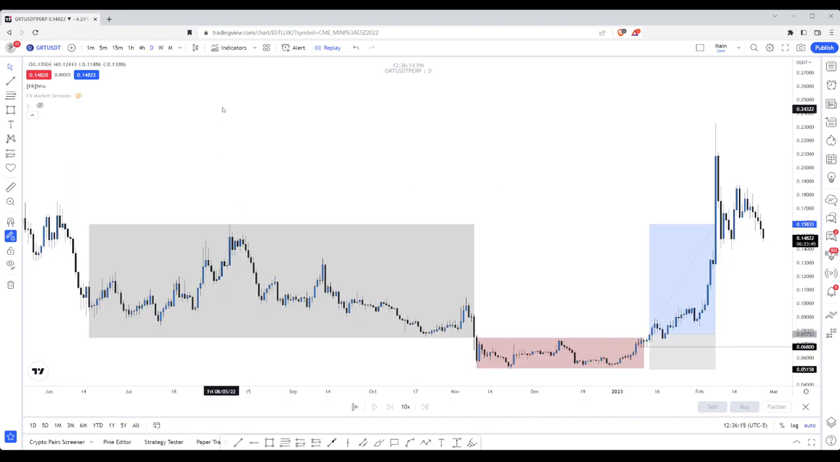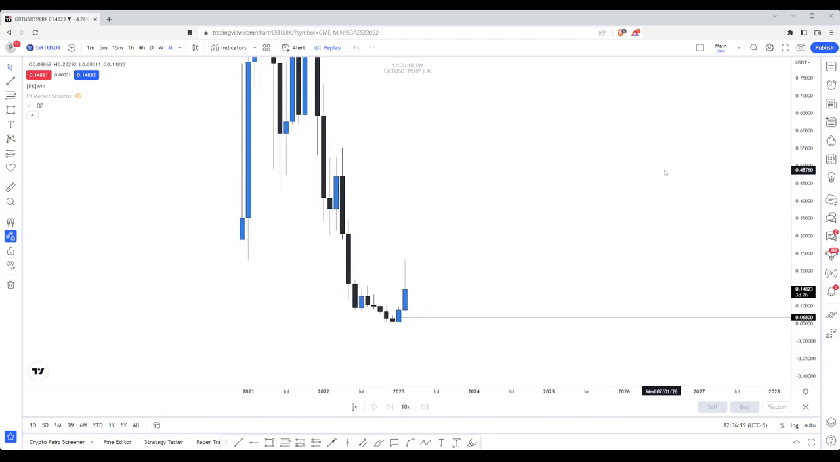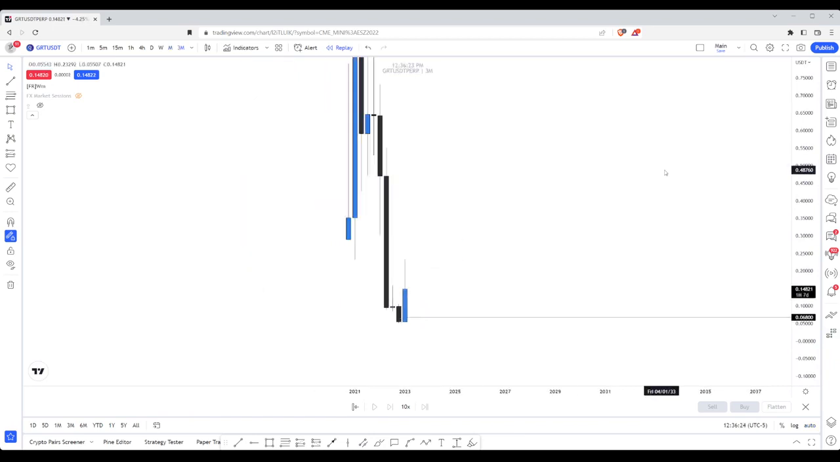So if you look at a monthly, doesn't look like much, does it? Look at the 3 month. What did we really catch with those trades? For the most part, we caught this entire candle.